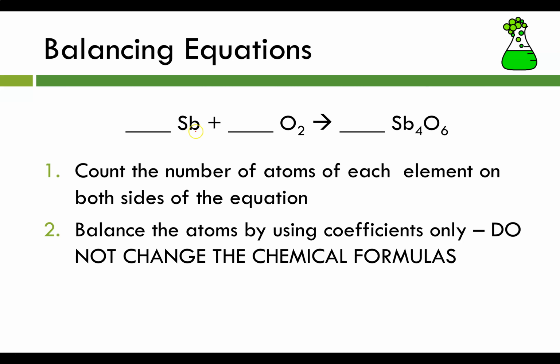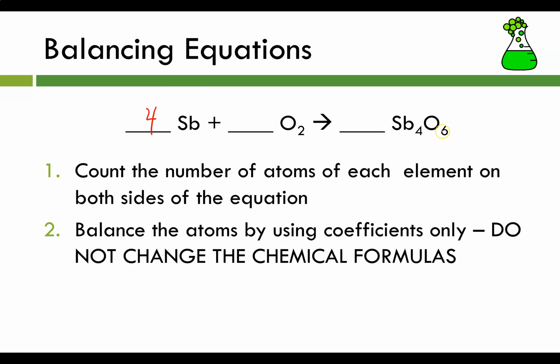Let's say we can do this. I've got 4 antimonies on the product side. How can I get there to be 4 antimonies, or Sb atoms, on the reactant side? Let's just put a coefficient of 4 there. 4 antimonies, 4 antimonies. Nice.